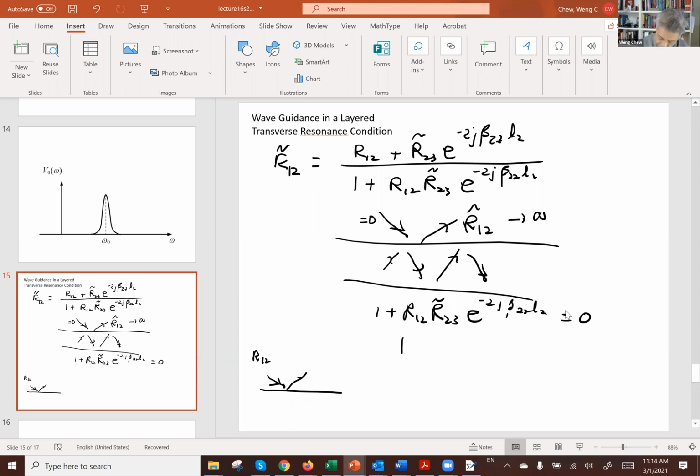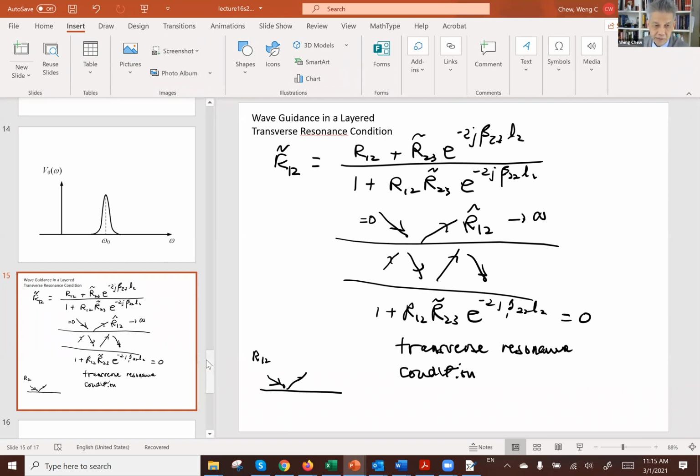This is given the name, it's called the transverse resonance condition. It is a condition that will make the denominator go to 0, which makes this become infinite in value. And when that happens, you would have wave guidance. That means the wave can sustain itself without an incident wave from the outside.